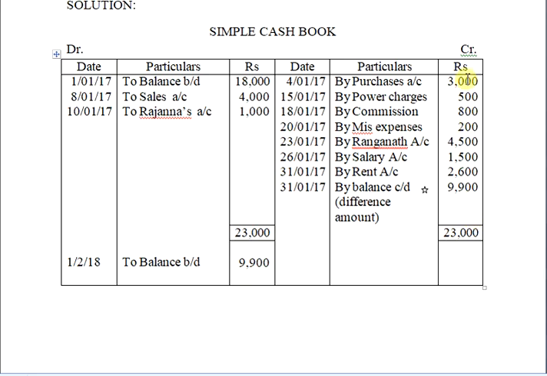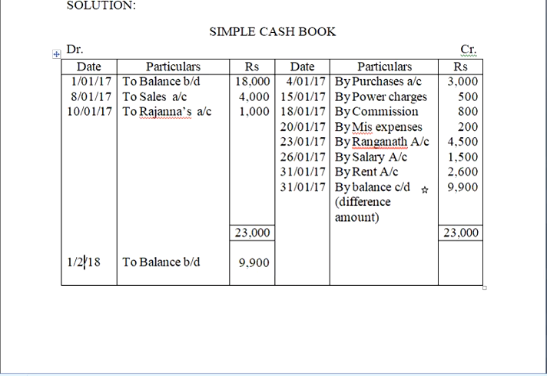In this, 23,000 minus 3,000 minus 500 minus 800 minus 200 minus 4,500 minus 1,500 minus 2,600, you will be getting 9,900. Understood, my dear students? So this closing balance, in the next month, that is 1st Feb, balance brought down, how much will you be getting? 9,900, students. So this is the last problem, students.